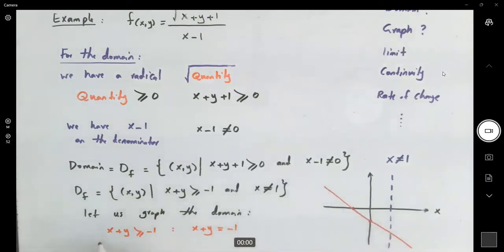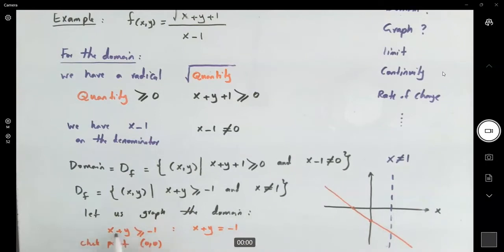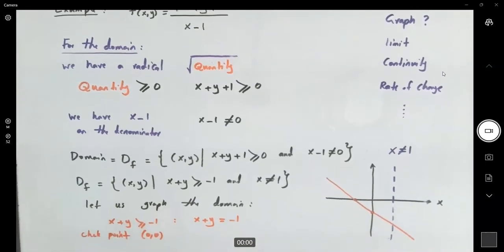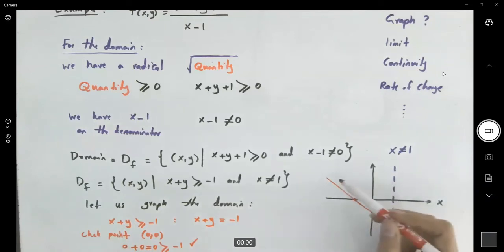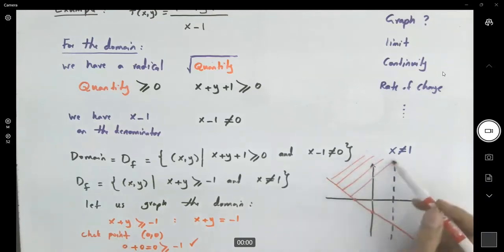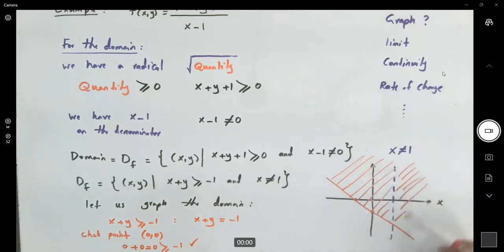Now, let us use a checkpoint like the origin, 0 and 0. If you plug in 0 and 0 into this inequality, does it satisfy the inequality? 0 plus 0 is 0. Is it larger than or equal to -1? Yes, it is. What's the meaning of that? It means that 0 and 0, the origin, is also included in the solution set. So when you're graphing, shading, it must include the origin as well.